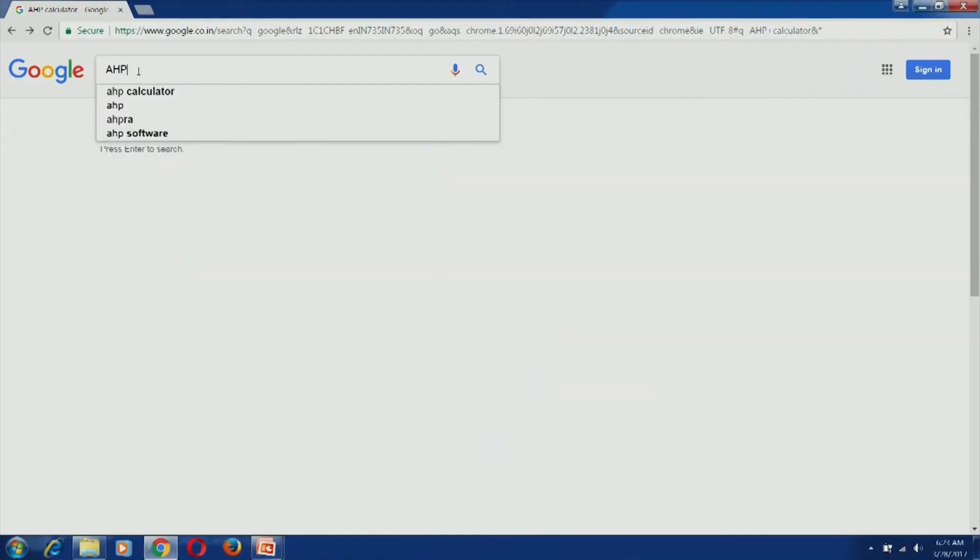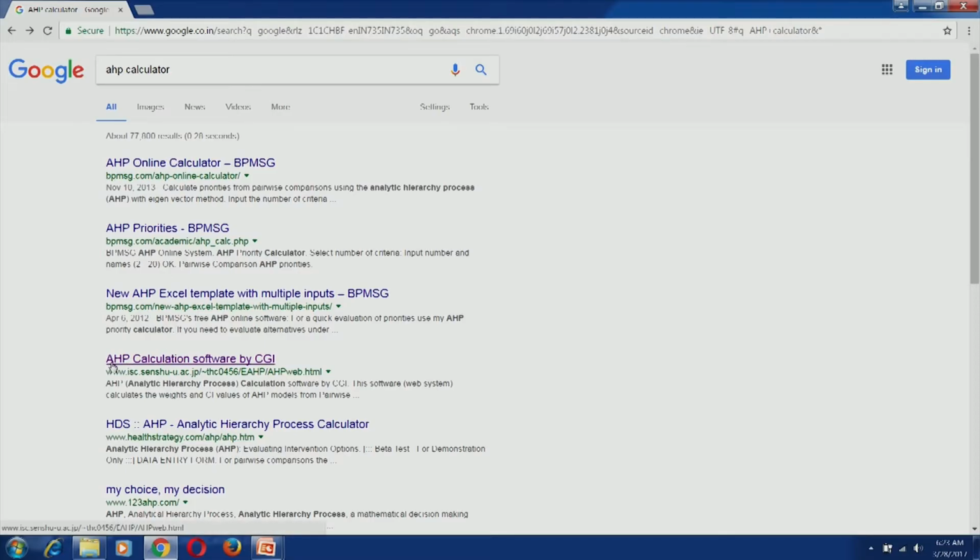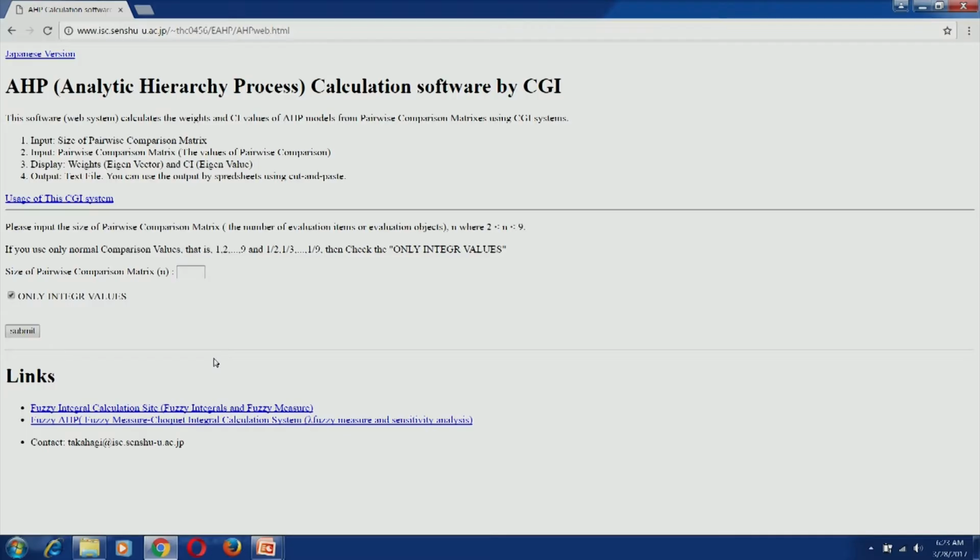Now you need not do all those calculations manually. There are some calculators which are freely available. You can use those AHP calculators, and I will show you how to use them. On Google you just type AHP calculator, and once you type it, you will get these options. Then go to AHP calculation software by CGI, and just click on that line.